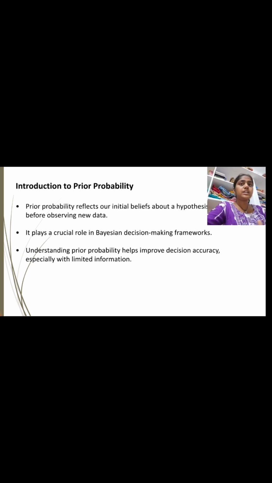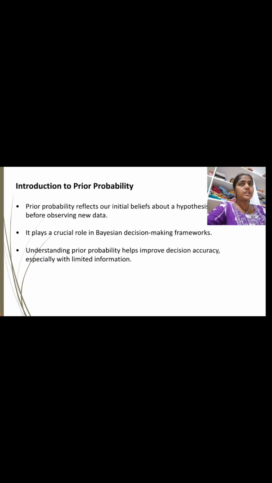In many real-world problems, decision-making often involves uncertainty due to incomplete information, noisy data, or limited observations. In such scenarios, prior probability plays a crucial role in guiding decisions by incorporating existing knowledge or assumptions about the systems before observing new data. The concept of prior probability originates from probability theory and is widely used in statistical inference, machine learning, and artificial intelligence, particularly within the Bayesian framework.